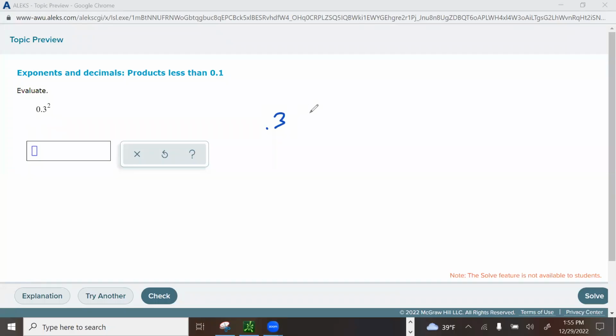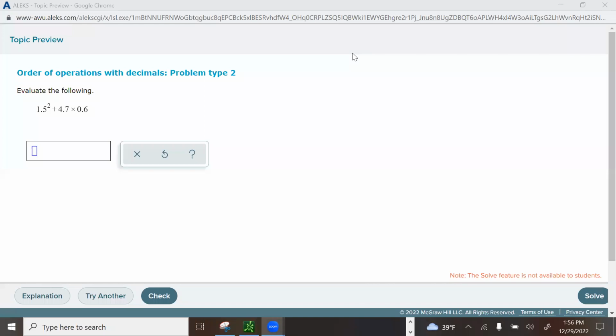Okay, let's do one more. Okay, so 0.3 times 0.3. Well, 3 times 3 is 9. And we've got 2 digits to the right of the decimal places. So my answer needs to have 2 digits to the right. And now it does. 0.09, 9/100ths. And that's how we do it.